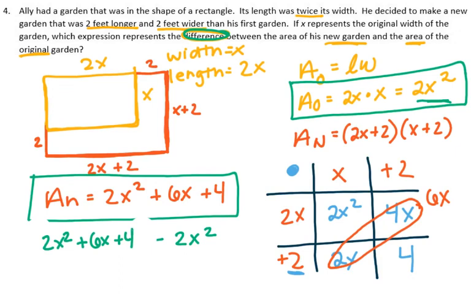And so now I'm just looking to combine my like terms. So I have a 2x squared and a negative 2x squared. Those will cancel each other out. So I get the difference between my two gardens to be 6x plus 4.